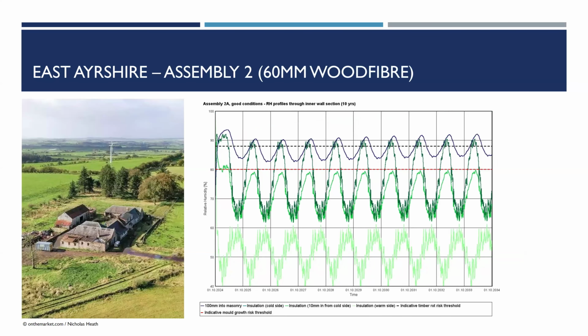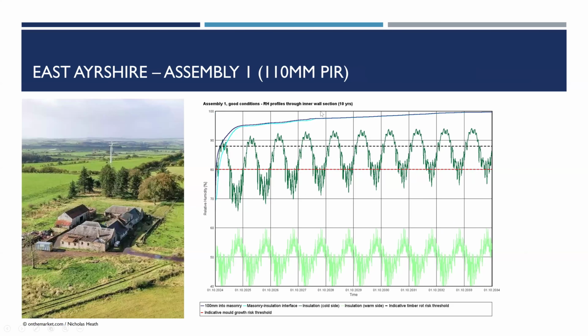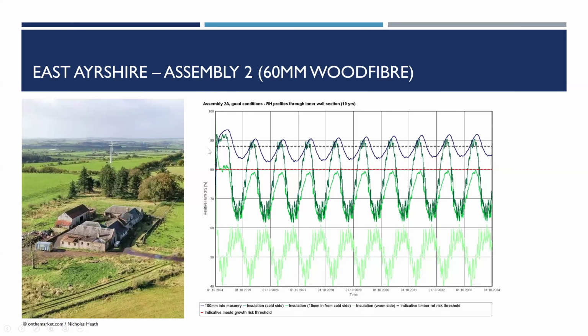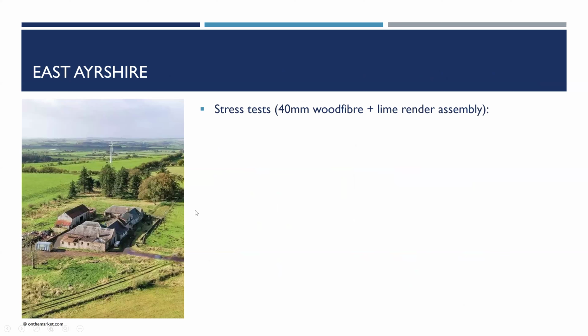I don't have time to go through these, but if you've got lines going upwards, these are moisture profiles at different points in the assembly. Moisture content going up over time, this is 10 years in this case, is generally a bad thing. And you can see as you go through better assemblies, those moisture profiles drop. And this is your indicative timber rot risk threshold, this dotted line. So 40mm wood fibre and lime render looks pretty good under good conditions.